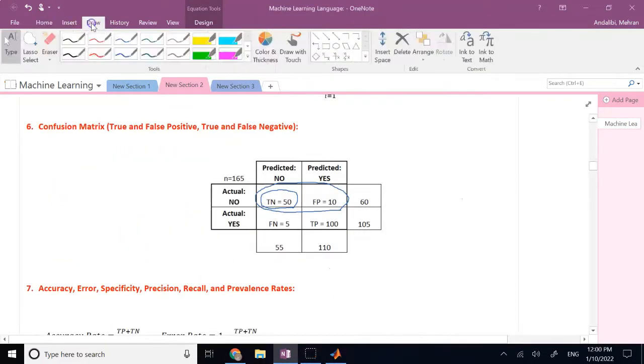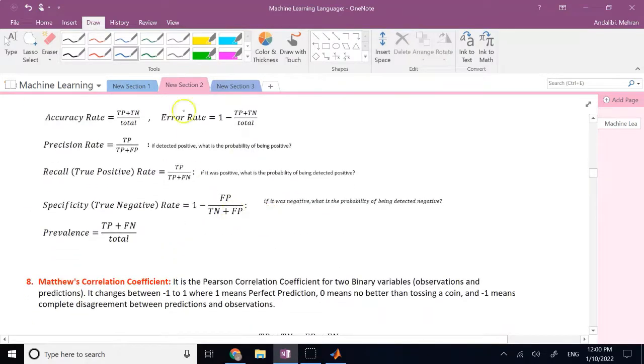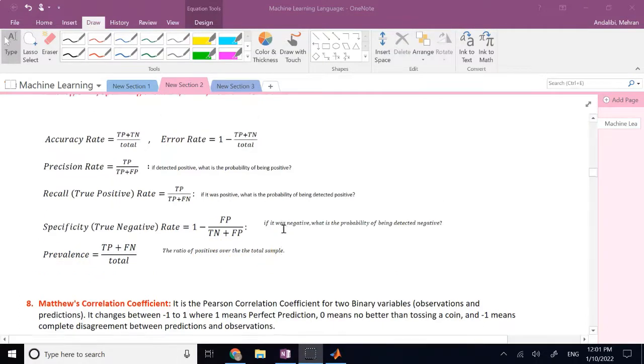And finally, we have prevalence, which is true positive plus false negative over total. And here, if you look, your true positive and false negative are here, and over the total, which is basically the ratio of actual positives over the total. So it has really nothing to do with your predictions, okay? It is the ratio of positives over the total sample, or the prevalence of the positives, basically.